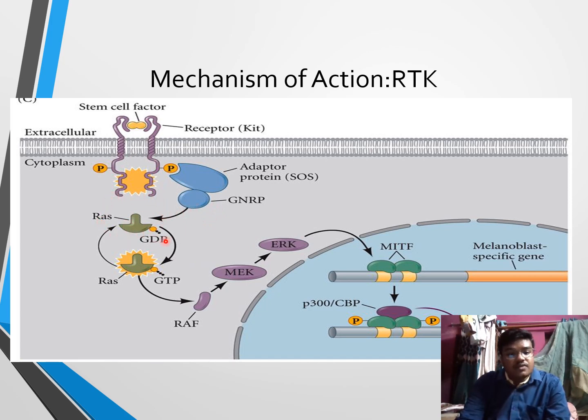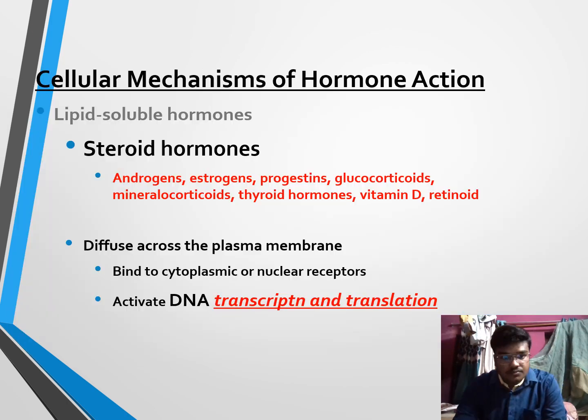The inactive RAS molecule is bound with GDP and the active RAS molecule is bound with GTP. The GTP bound RAS molecule again activates the RAF molecule. Activated RAF molecule activates the MEK, and activated MEK activates ERK, and activated ERK binds with the MITF transcription factor and activates it, and the transcription is possible.